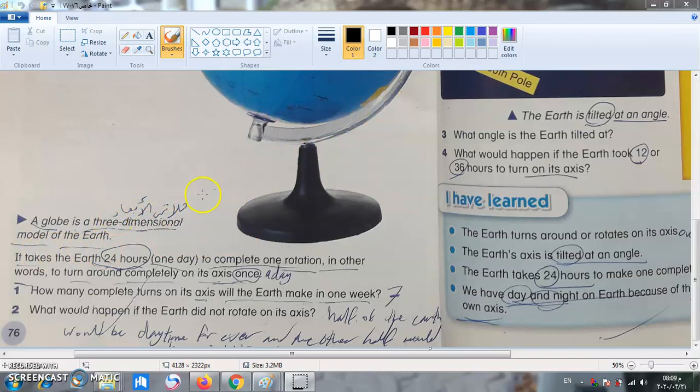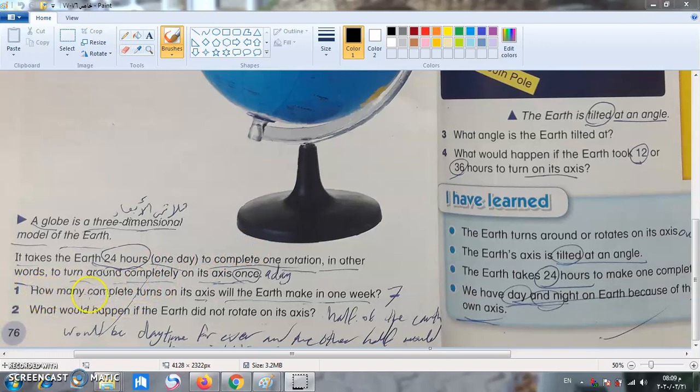It takes the earth 24 hours, 1 day, to complete one rotation. It's one rotation, it takes 1 day, 24 hours. In other words, to turn around completely on its what? Axis. محورها. Once a day. So the earth takes 1 day to rotate on its axis, okay? To change from day to night or from night to day.